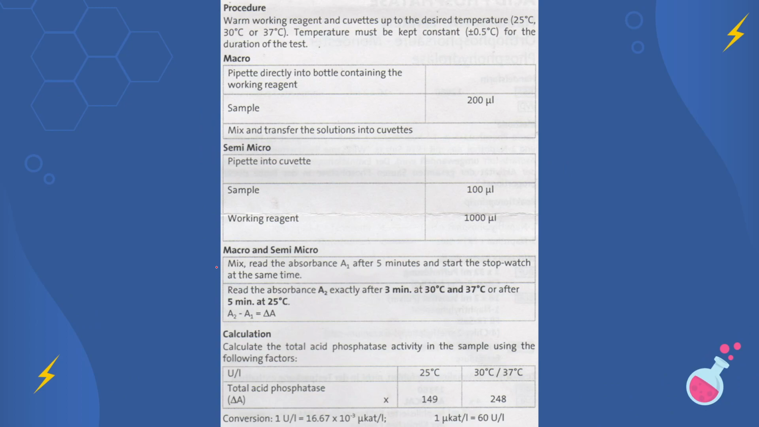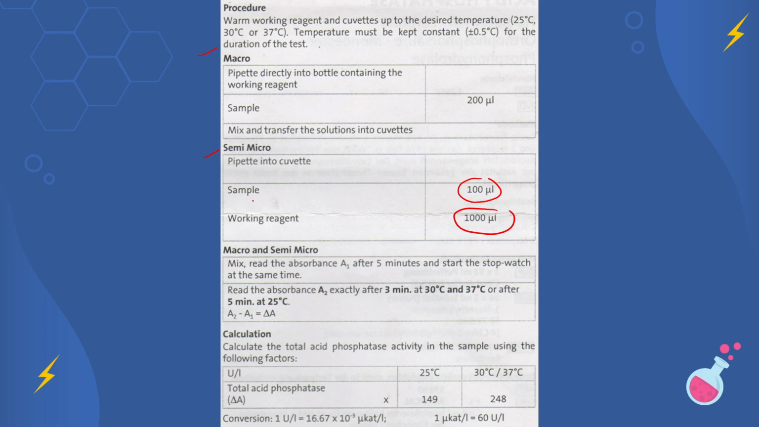So as you can see here in the procedure, meron pong nakasulat na macro and semi-micro. Depende po siya, literal, when we are saying macro or semi-micro, we are looking at the volume of our preparation here sa sample and sa working reagent. So it would always be best to make use of your semi-micro so that hindi po agad-agad mauubos yung sample and working reagent natin. So here in your semi-micro, 100 microliter of sample will be added to 1,000 microliter of your working reagent. And in terms of reading your absorbance, we would only be reading our absorbance twice.